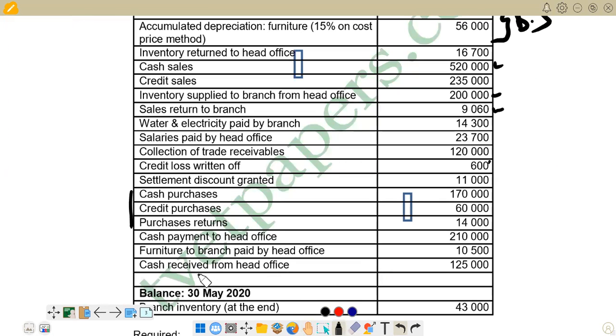Right, beneath that we have got cash received from head office, 125,000. So it's coming from head office, going to the branch, 125,000. So it's going to be received in the branch bank account, 125,000. And then if we debit the branch bank account, we also indicate it in the Impangen branch account to say that the branch as a whole has received that money. So we are crediting head office 125, debit branch bank account, and also debit the Impangen branch account.